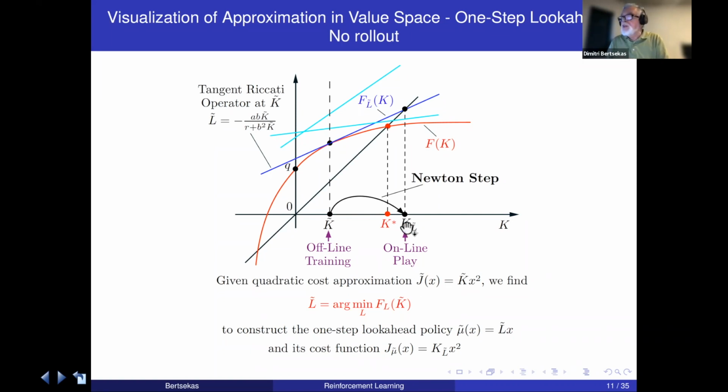It inherits all the nice properties of the Newton step. It has a very fast convergence rate, particularly when you're near K star. Of course, when you're far away from K star, there are complications that we're going to discuss, but when you're near K star, it is very powerful. So that explains also how online play improves on the results of offline training. It's a substantial improvement, and it involves a Newton step. Are there any questions here?